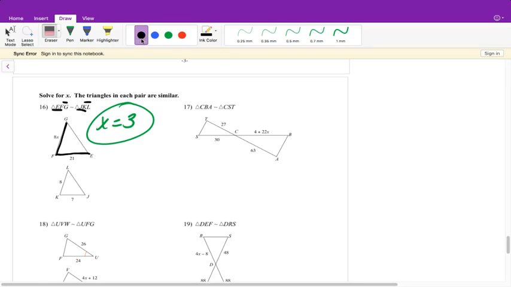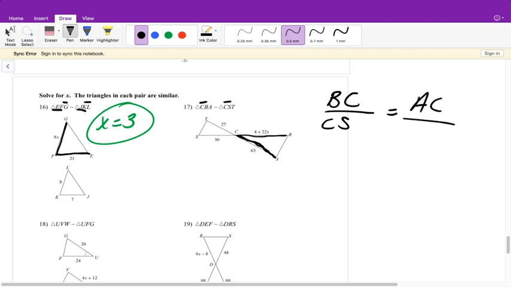All right, let's go ahead and do number 17 now. So same thing, I identify where's my x. It's part of this BC. So BC gets written first, and that corresponds with CS. So that gets written here. Then I look and see what other side I have. I have AC. Since BC went in the numerator, AC has to go in the numerator, and AC is our first and third, so it corresponds to CT.